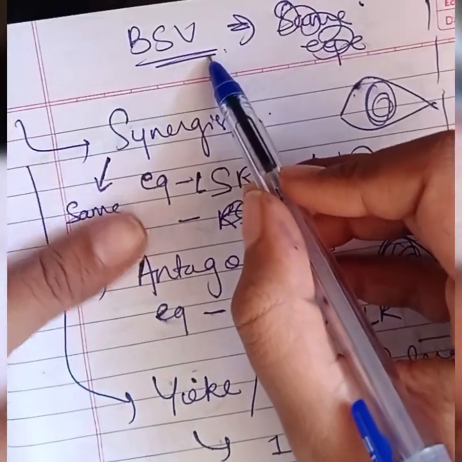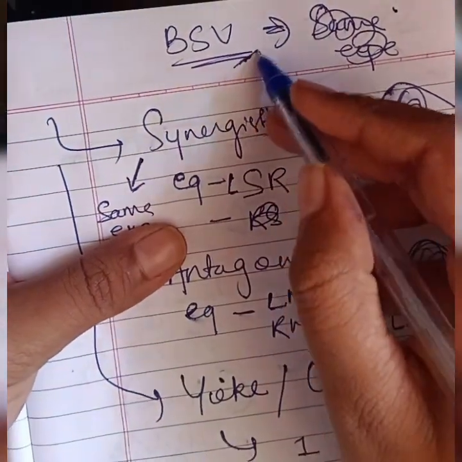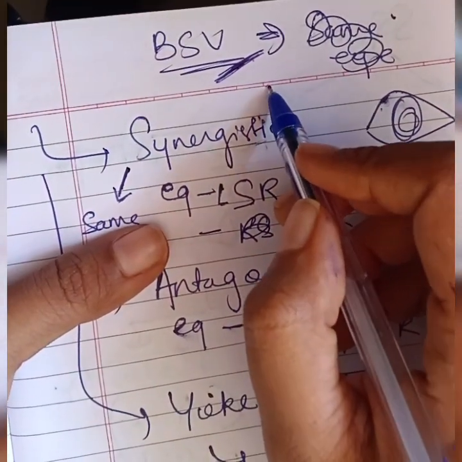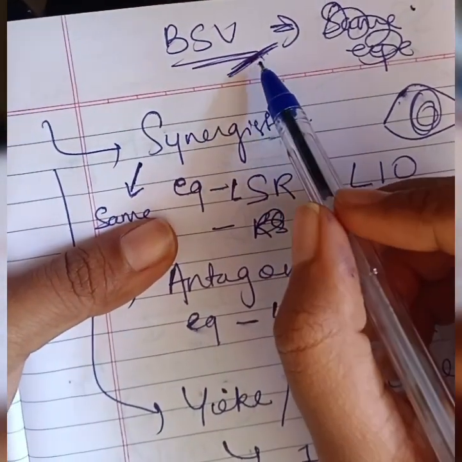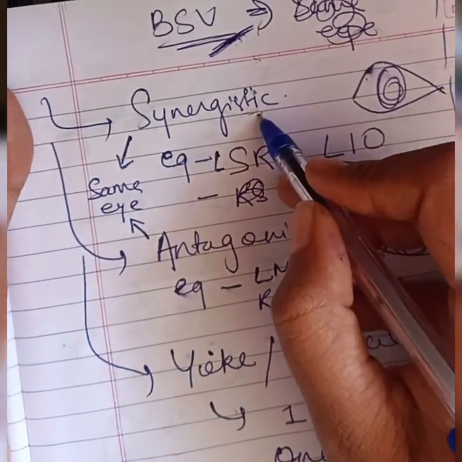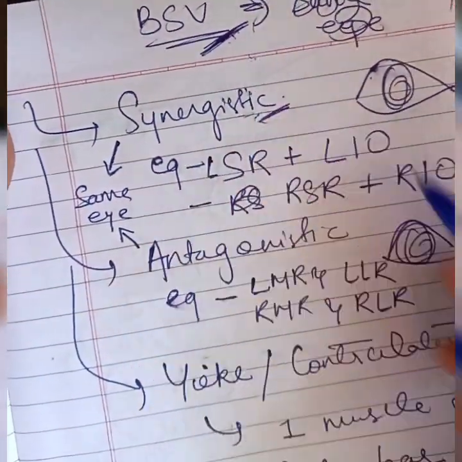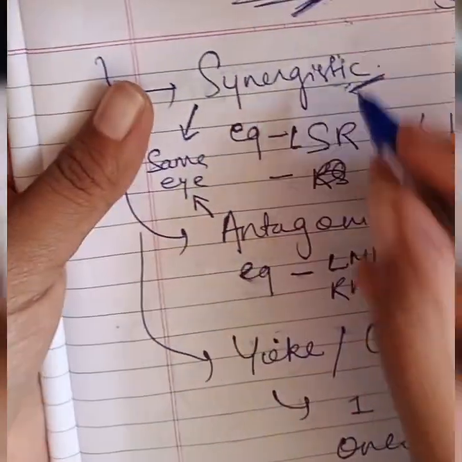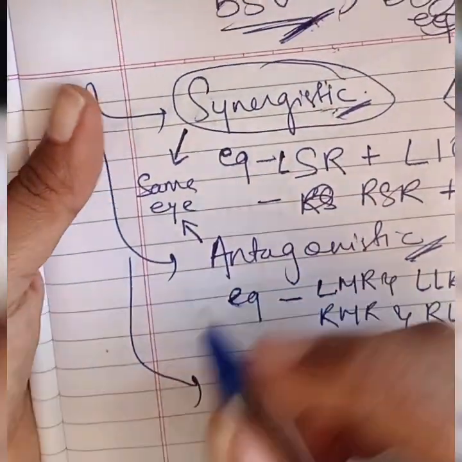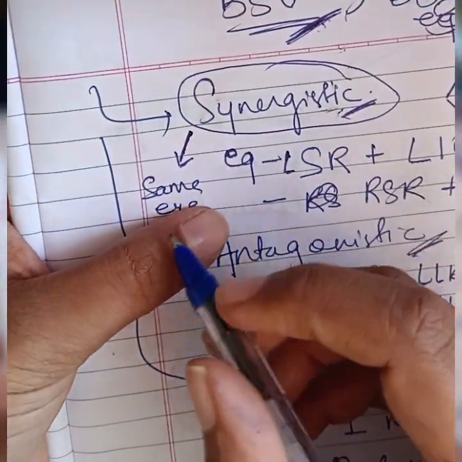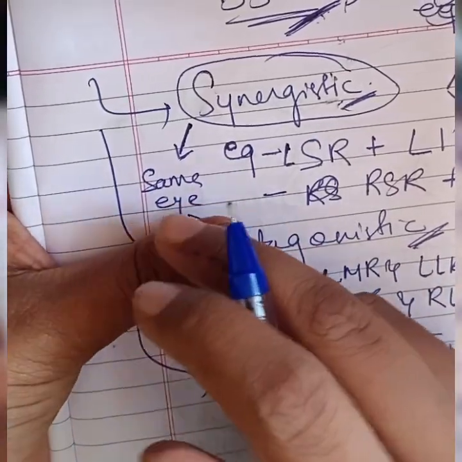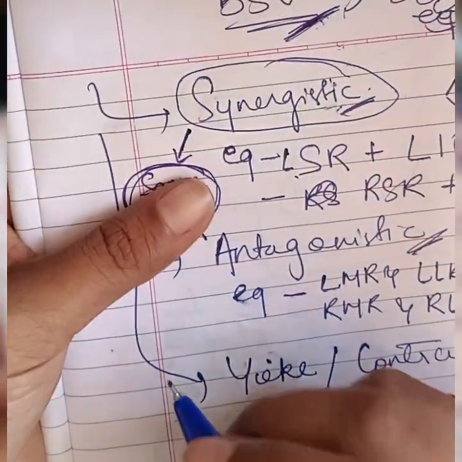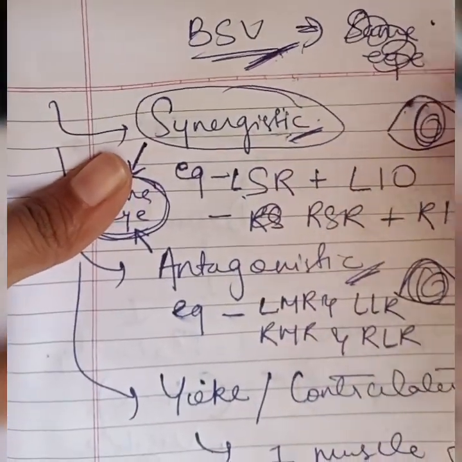Then we come to binocular single vision formation. Binocular single vision formation can be done in three ways, that is your synergistic muscles, antagonistic muscles, and your yoke muscles or contralateral synergists. So now synergistic muscles say that the direction and movement of the eye and everything of those two muscles in the same eye would be the same. That is, we take both eyes separately.